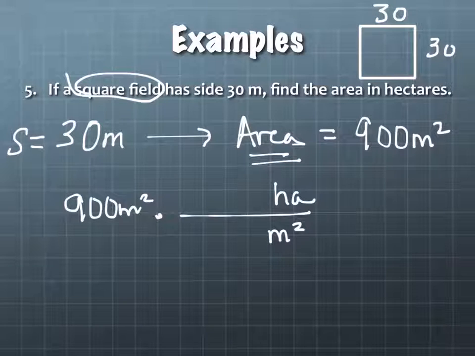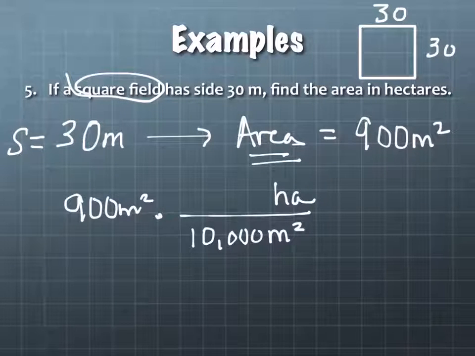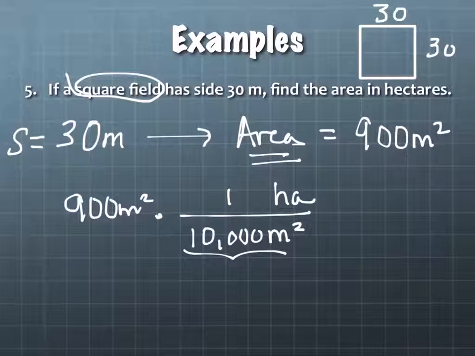Okay, what is the relationship between square meters and hectare? 10,000 square meters is 1 hectare. Right, 10,000 square meters is 1 hectare. And the reality is that if we're dividing by a power of 10 that has 4 zeros, that's the effect of moving the place value 4 to the left.